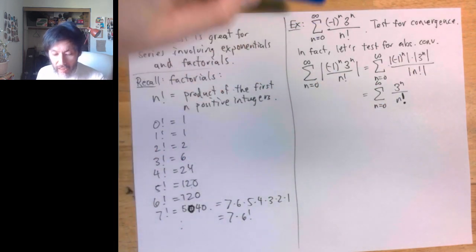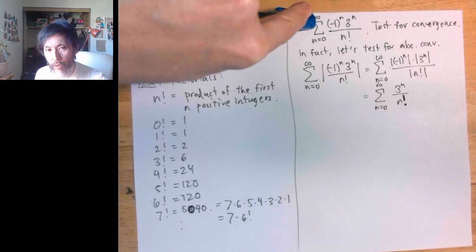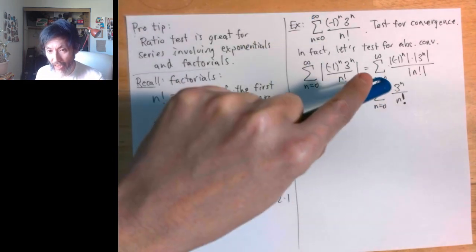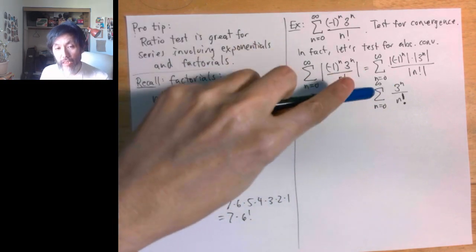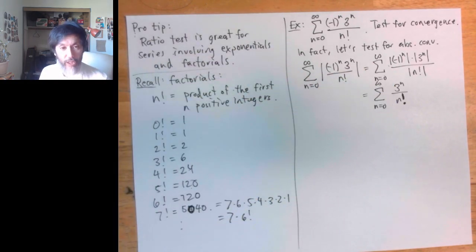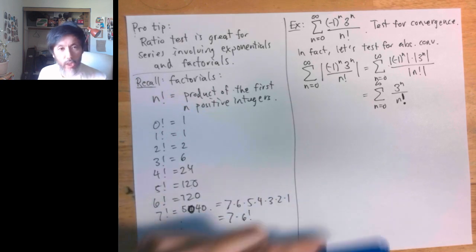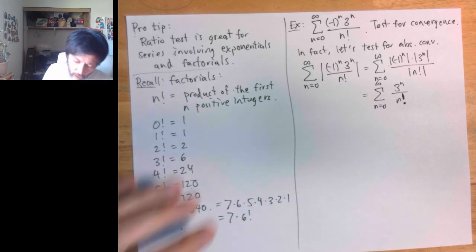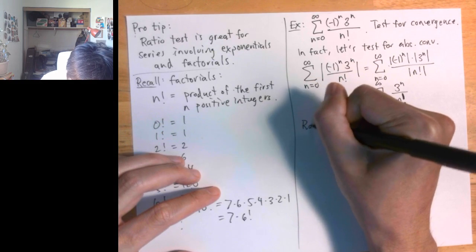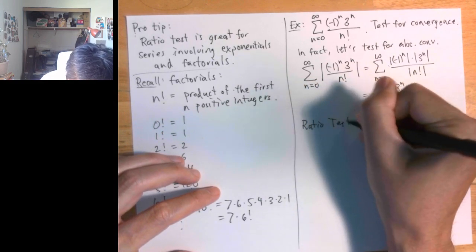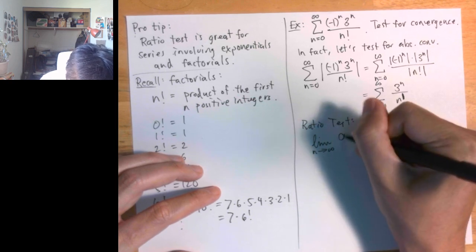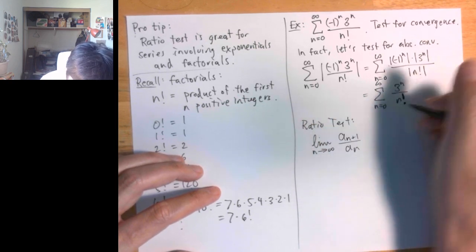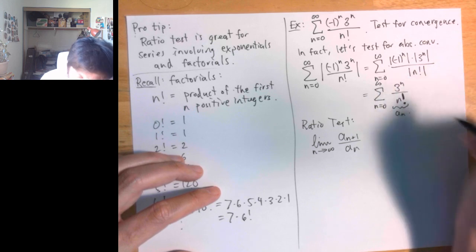Can I say it again? Testing this series for absolute convergence is the same as testing that series for convergence. This series is amenable to the ratio test because its sequence of terms is positive. So let's use the ratio test. We're going to look at the limit as n approaches infinity of a sub n plus 1 over a sub n, where now this is playing the role of a sub n.